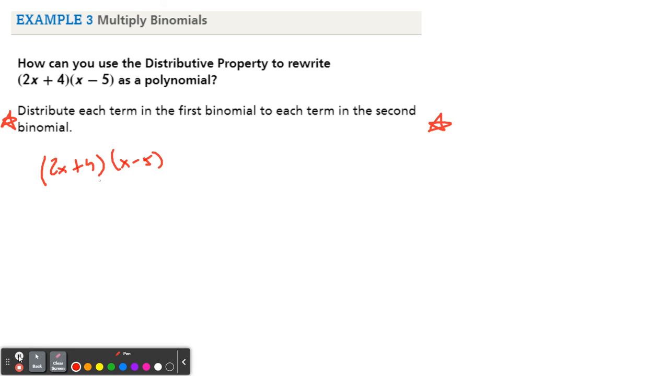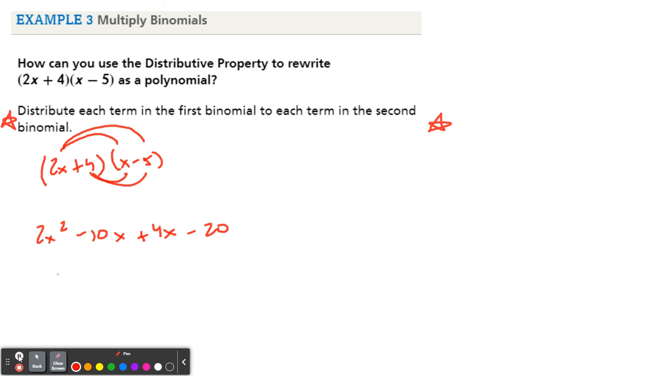Now again, here I'm not going to write down that step I said I was going to leave out. So we're going to do 2x times x and 2x times negative 5. 2x times x is 2x squared. x times x is x squared. 2x times negative 5, 2 times negative 5 is negative 10, and the x comes along. And now we do the 4 to both terms in the second parenthesis. Positive 4 times x is positive 4x. Positive 4 times negative 5 is negative 20. Again, you multiply. You don't add, you don't combine, you multiply.